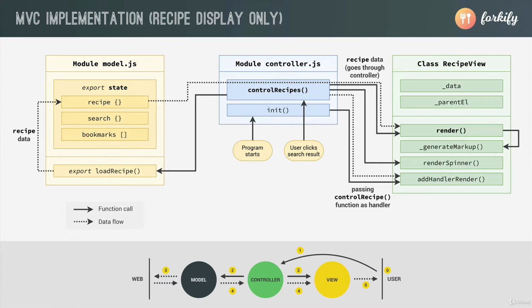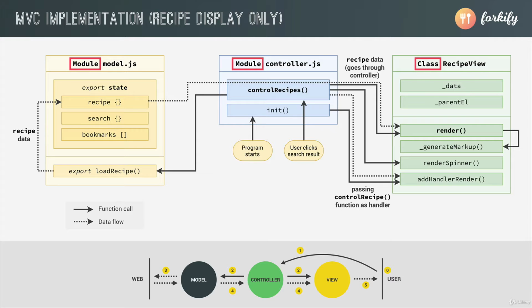And so let's go even deeper and actually take a look at a detailed implementation diagram of our MVC architecture. And again, this is only about loading and rendering a recipe. And let's start by noticing how both the model and the controller are implemented in a module, while the recipe view is actually a class. And we will explore the reasons for this when we actually write the code.